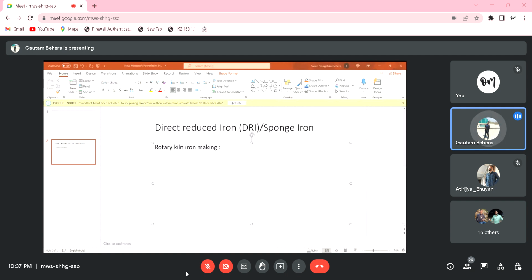Let me tell you one important point here. This DRI process of sponge iron making is basically done at a temperature of 1000 to 1050 degrees centigrade, not more than that. That's why it is a solid state process. But if you check the blast furnace iron making, the temperature goes above 1050. That's why you get a molten metal. So you can understand in the DRI process, we are maintaining a temperature of 1000 to 1050 degrees centigrade. So there is a solid state reduction happening, right? Not liquid. That's why we are getting a solid state iron at the end.